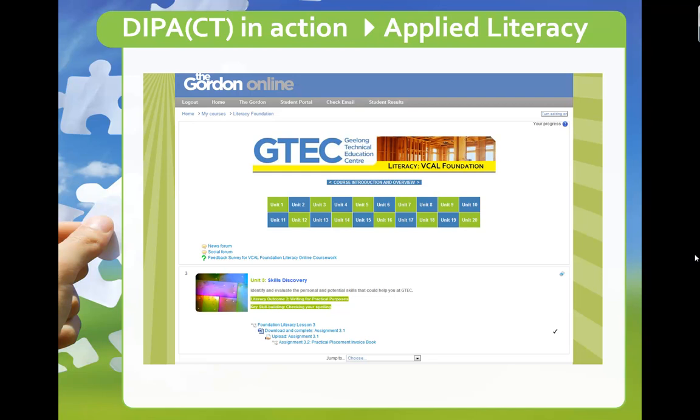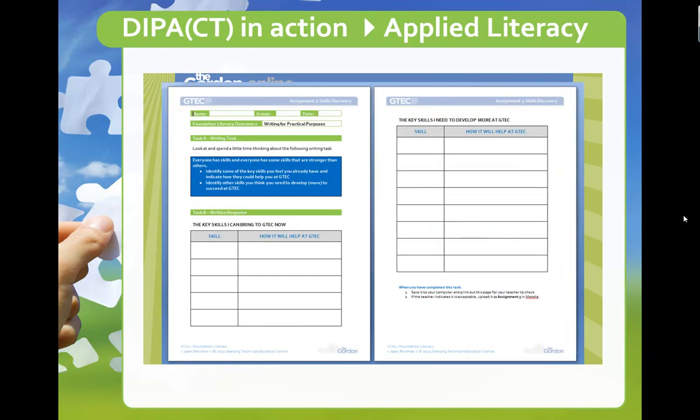engage with. And one of the things they're invited to do very early on is this unit here, Unit 3, which is skills discovery. They do a bit of skill building in terms of discrete literacy skills, but very early on, they write a list of the skills that they think they can bring to our school, to GTEC. And they list these skills and document how they think those skills might help them. Then they also make a list of the skills they think they need to develop more, and how those skills will help them.